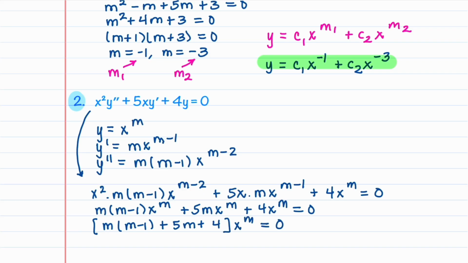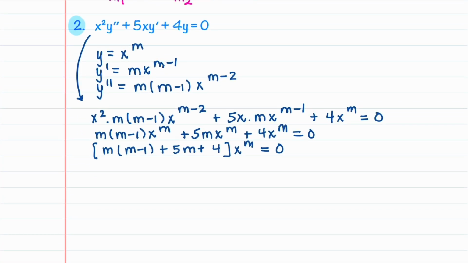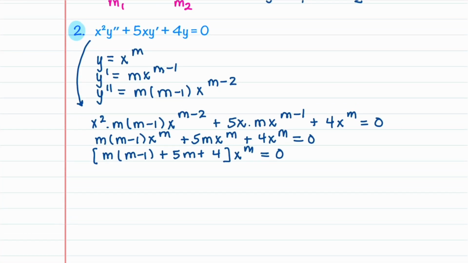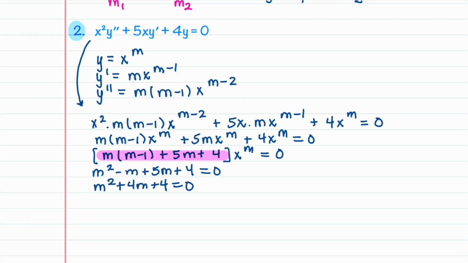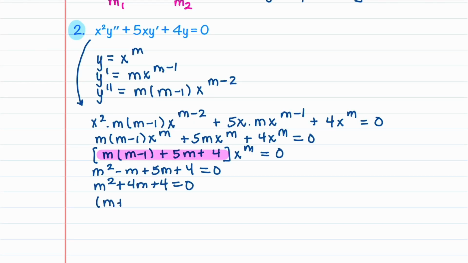And we get that. We'll then set this left-hand side equal to 0. So we have m squared minus m plus 5m plus 4 is equal to 0. And we have m squared plus 4m plus 4 is equal to 0. We can factor this. We have an m plus 2 and then another m plus 2 is equal to 0.